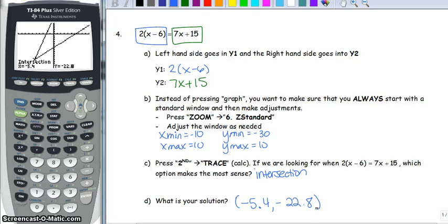Now that's not your answer, your solution. If I look at the problem, the only thing that I see is x. So that's what I'm trying to solve for. I'm trying to find the variable that the question has. So my solution is a negative 5.4.